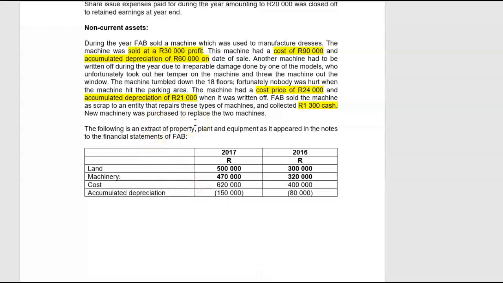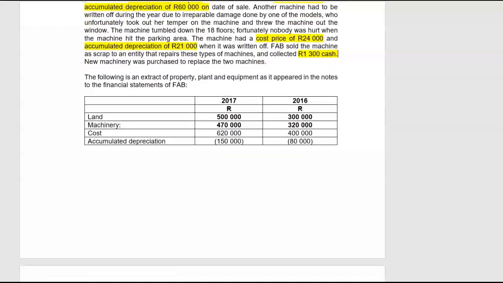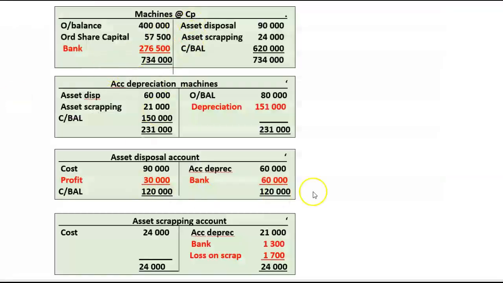Good. Now, that is all that they tell us about non-current assets. So if we go back to our asset accounts themselves, we have the balance of the asset disposal account, asset scrapping account. If you go to the accumulated depreciation account, you are missing a credit entry. And the credit entry that you're missing is the depreciation expense for the year.